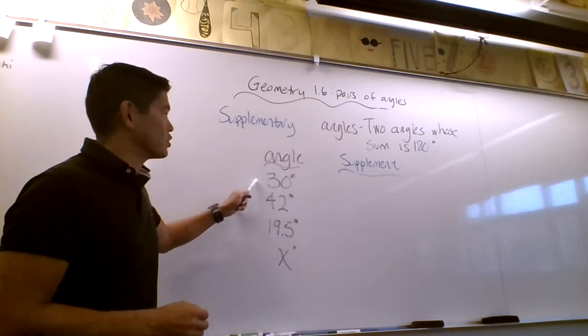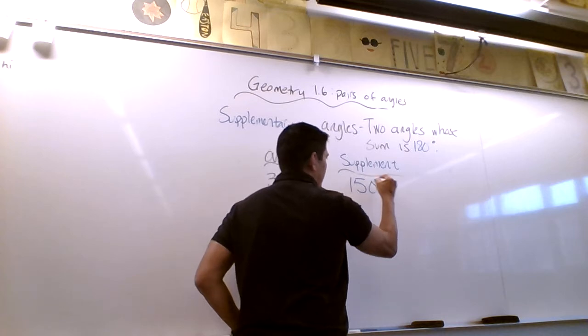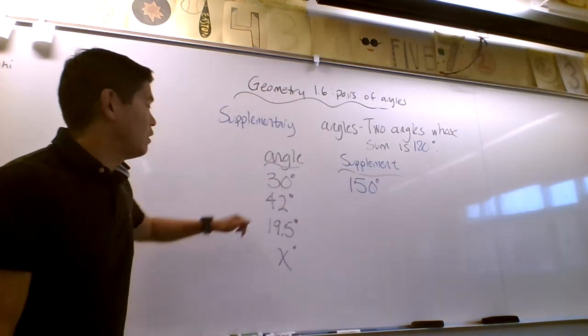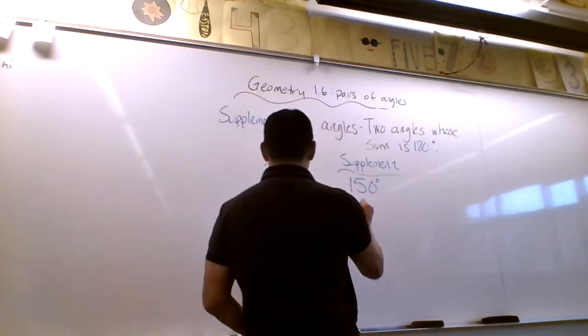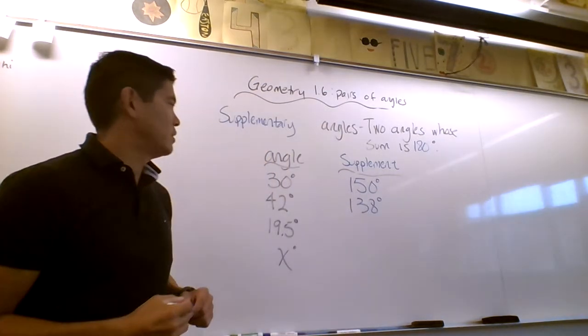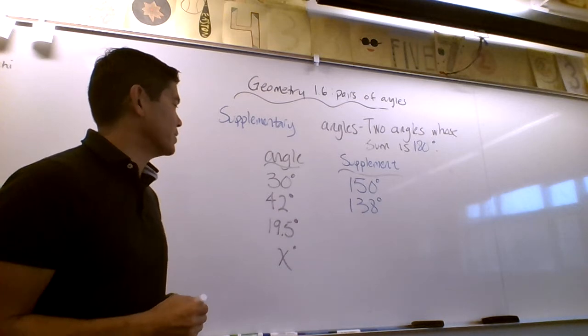Okay, so if an angle is 30 degrees, the supplement of that would be 150 degrees. If I take the sum of those two angles, it's 180. For 42 degrees, then the supplement would be 138 degrees. 138 degrees plus 42 degrees is 180 degrees.